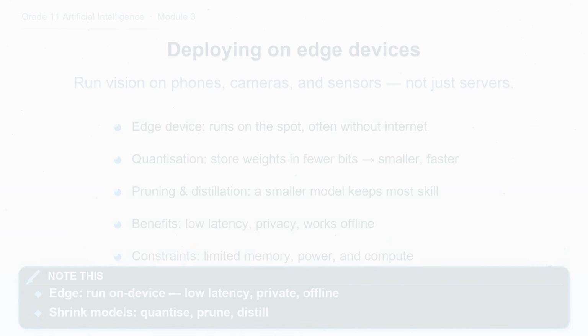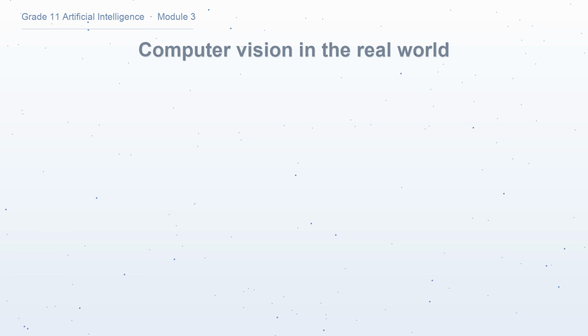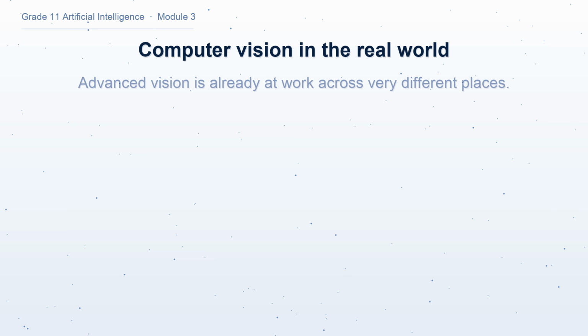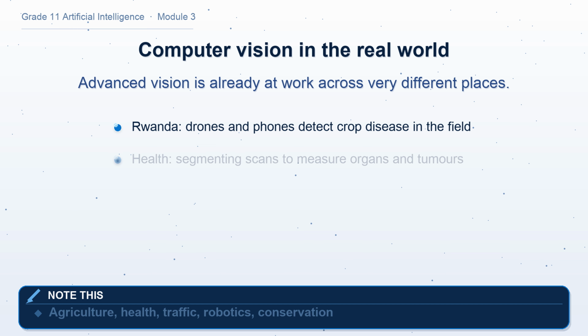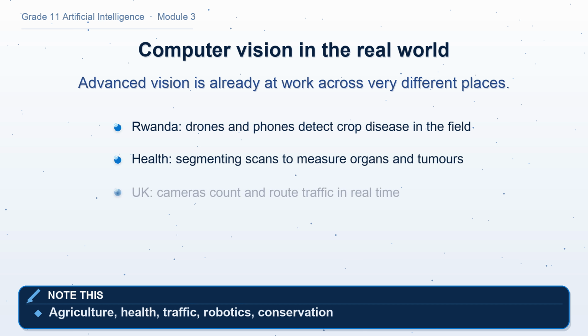These methods already serve very different communities. In Rwanda, drones and ordinary phones run detection to spot crop disease early, right out in the field. In healthcare, segmentation measures organs and tumors from scans far more precisely than a box could. In the United Kingdom, roadside cameras detect and count vehicles to manage traffic in real time.